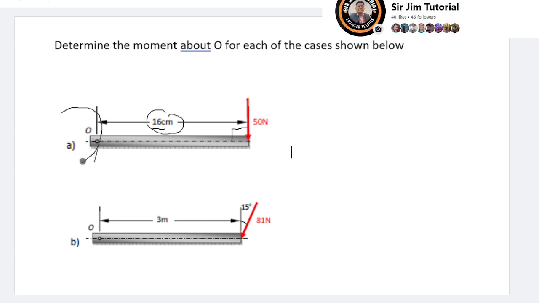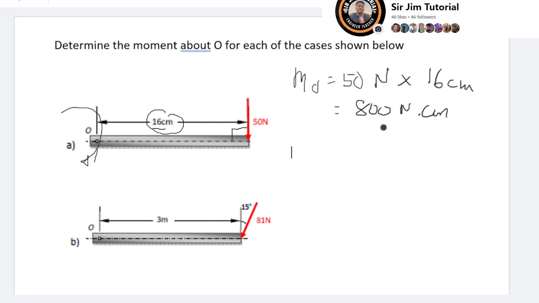As it rotates about here, you have the moment about O, which is just 50 Newtons multiplied by the distance, 16 centimeters. So you can have this as 800 Newton centimeters. Now if you would like to convert, you know that 100 centimeters equals 1 meter. So if you divide this by 100, you have it in meters.